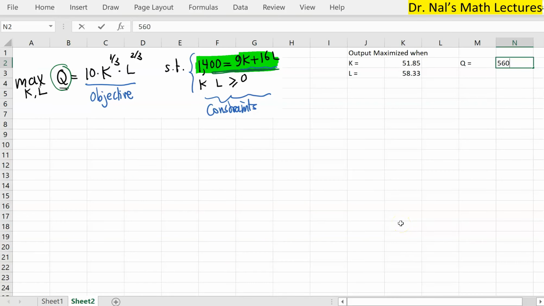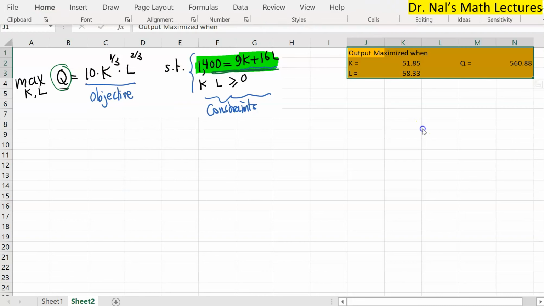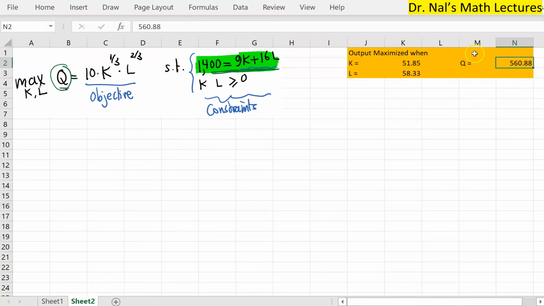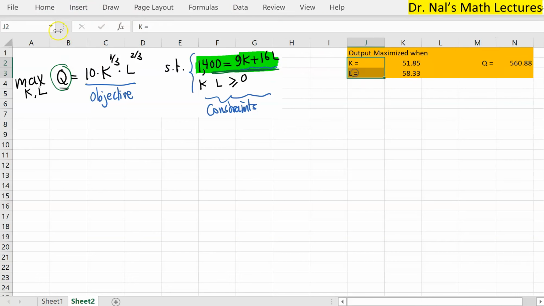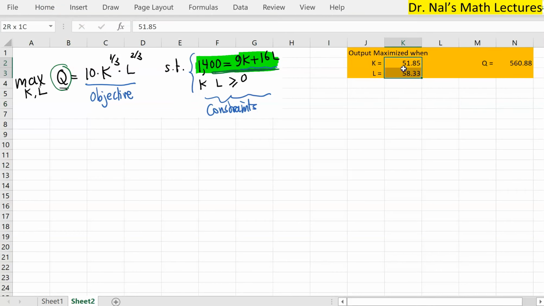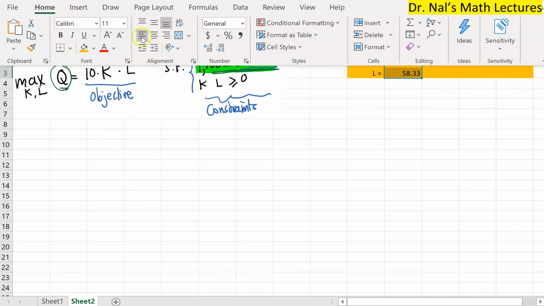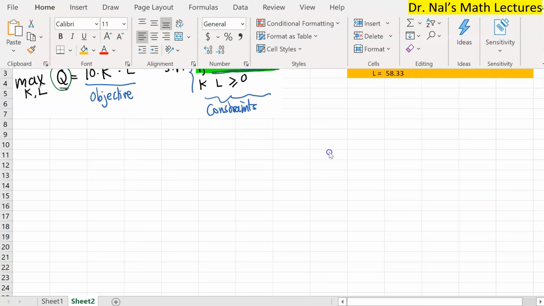Let's see if we can get those same results using Excel, basically. So that's our goal. Okay, let's just highlight them. There you go. So this is the output which is maximized. And these two as well. I'm just going to align them in the correct way, maybe left alignment. There we go, and this one as well. So I'm just playing with the format.